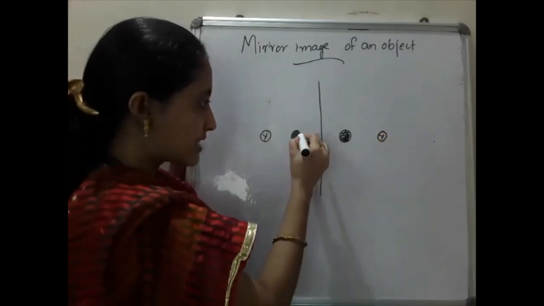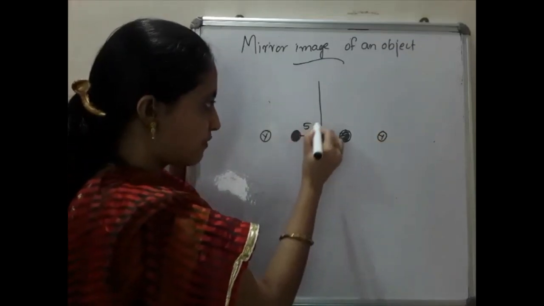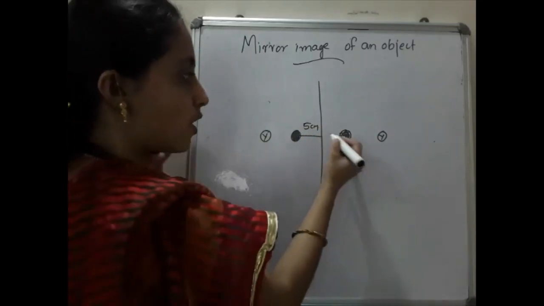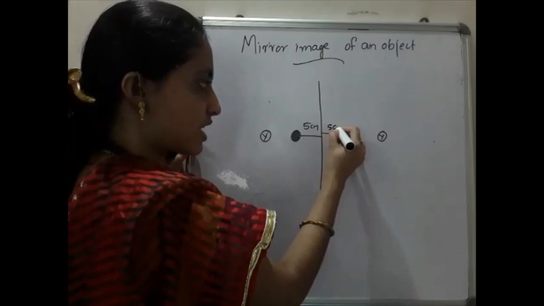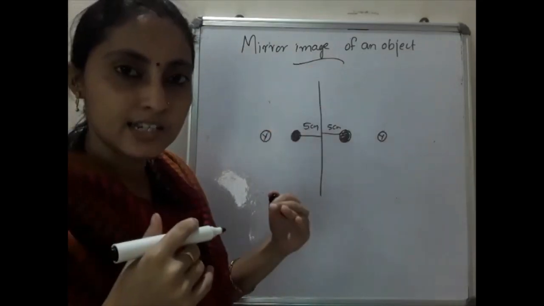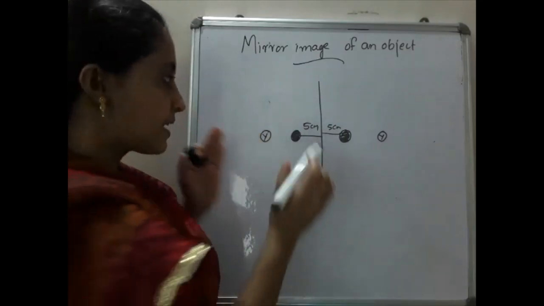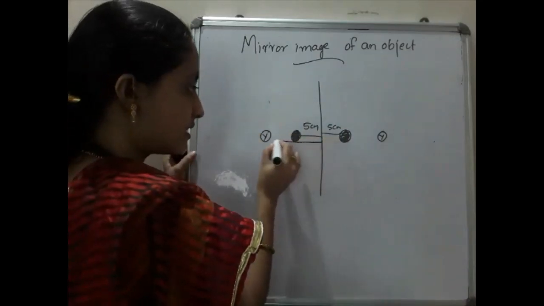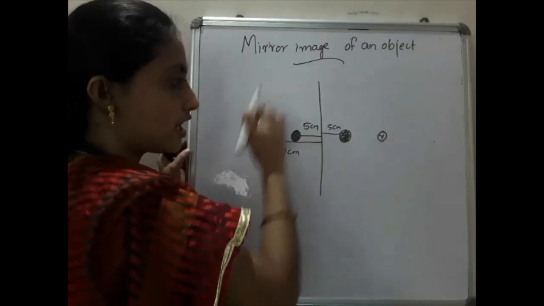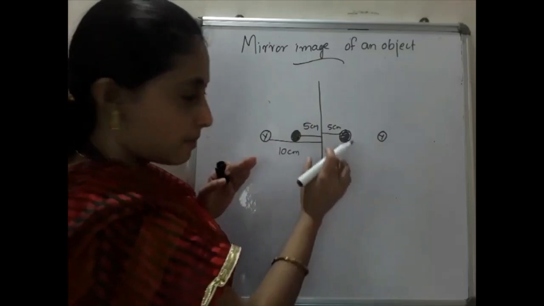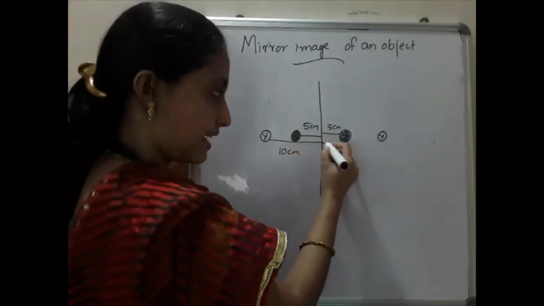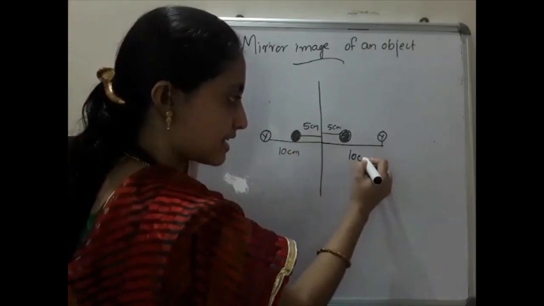You see, suppose the distance from here is 5 centimeters. Then the distance of the image is always 5 centimeters. It will not change when we place the mirror. Is our height increasing or decreasing? No, it is constant. Likewise, if the distance of the yellow ball from the mirror is 10 centimeters, the distance between the image and the mirror is always the same, 10 centimeters itself.